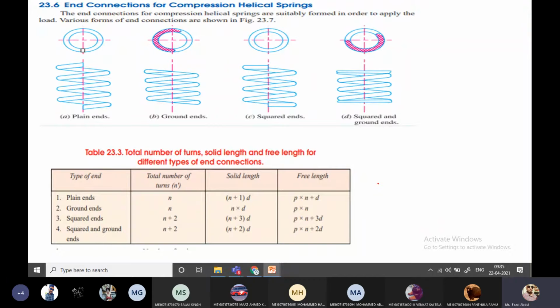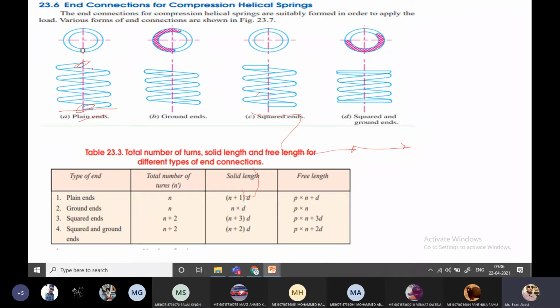So this is the one slide, end conditions. Based on end conditions, we are going to select the length of the spring. Here the list is given, four types of end conditions. End conditions means we have to focus on the end positions of the spring. See the diagram here on the screen. The title itself indicates plain ends. Plain ends means there is no restriction for the end. Plainly it is going to end.